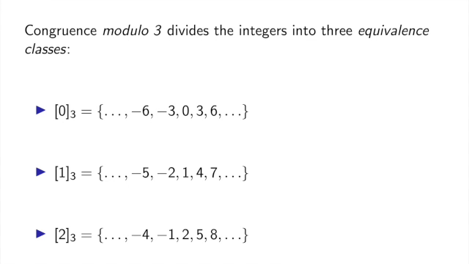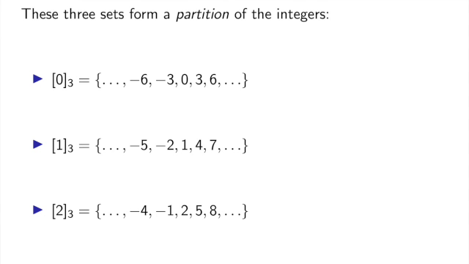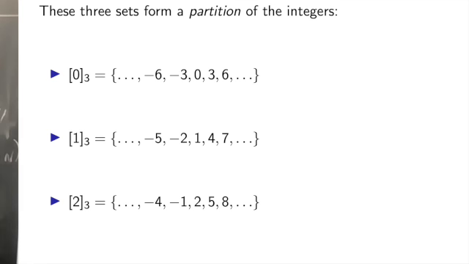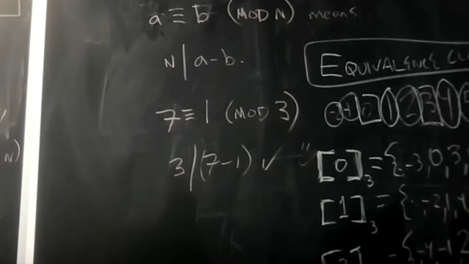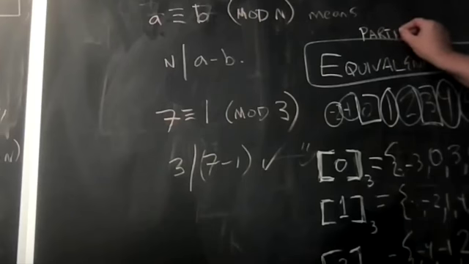So this equivalence class idea is related to another idea that we've seen previously that was really close: partition. This is a partition of the integers because it's 3 separate sets. And if you pick any element, it's in exactly one of these sets. So this is a partition of the integers into 3 equivalence classes.